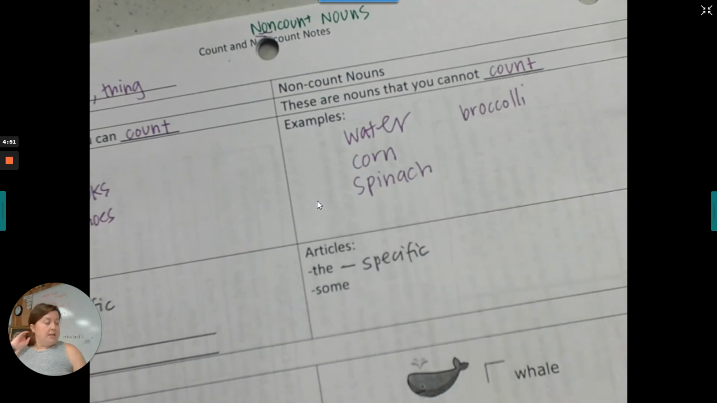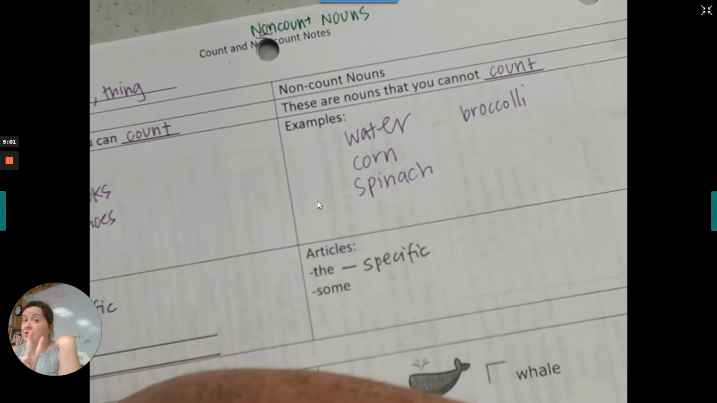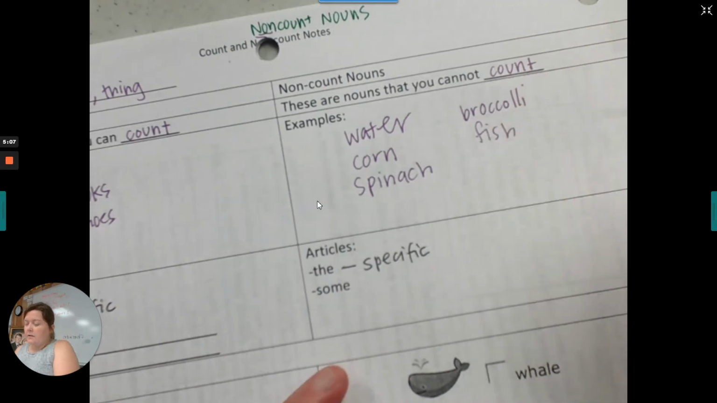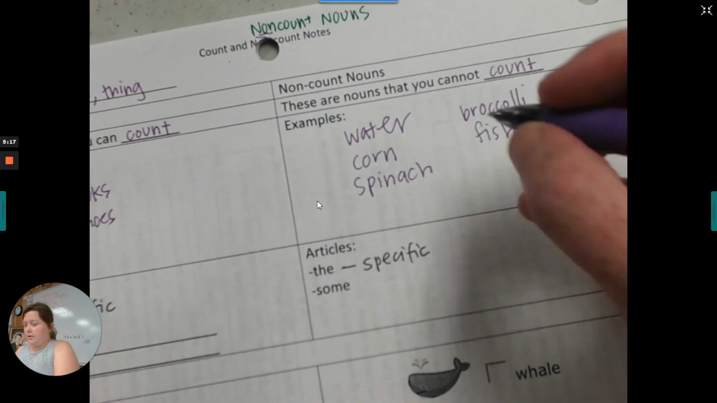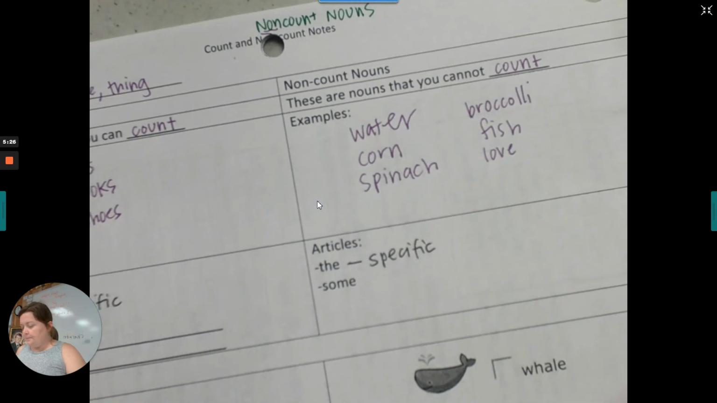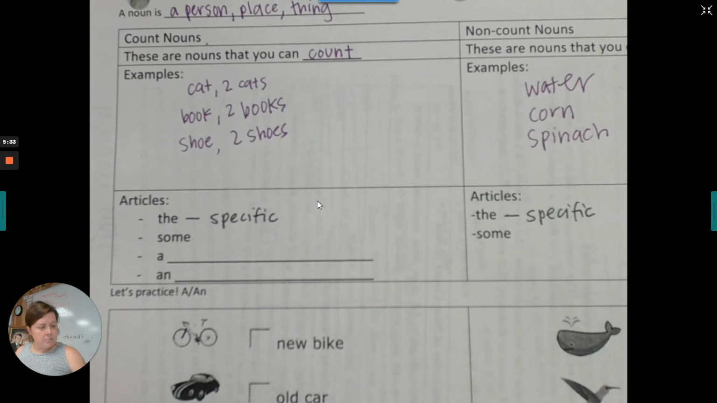Fish. You can say I have 1 fish. I have 2 fish. We don't say fishes, okay? So fish is a non-count noun. Love. You can't count love. One love, two loves. No. Okay? Love is a non-count noun. All right. Great. So now I hope you understand count and non-count. You'll get some practice. I think you can get that.